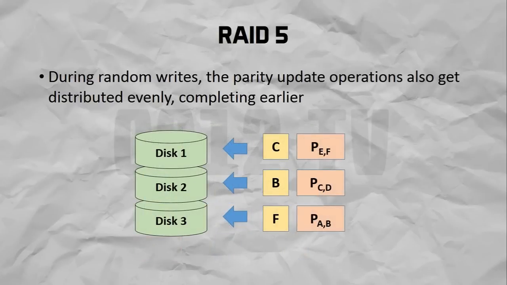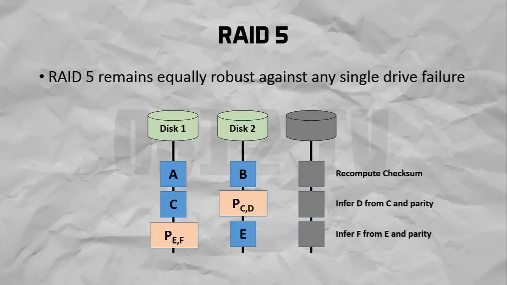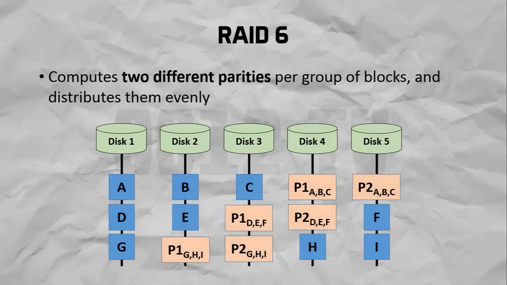And what this means is, in terms of what is eventually written to the disk, it is nice and even. We still have the same kind of robustness against drive failure because when any drive fails, we can still figure out the contents of the missing drive, either through the already available parity bits or through the generation of a new parity. RAID 6 takes this to the next level.